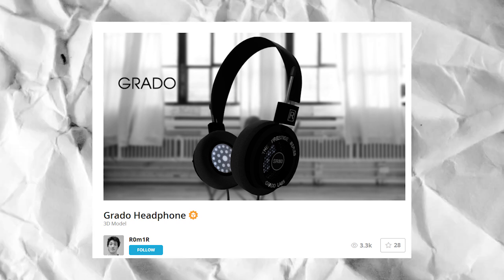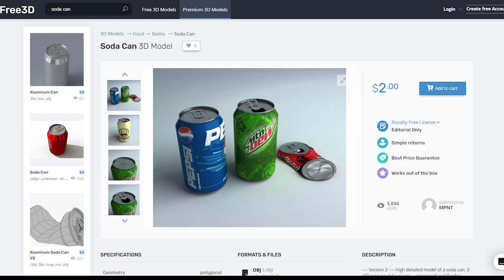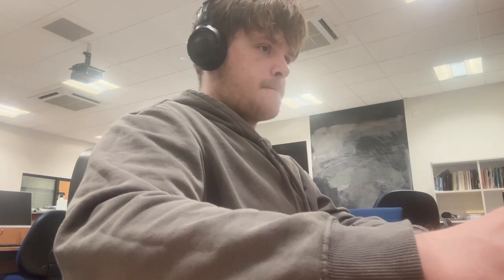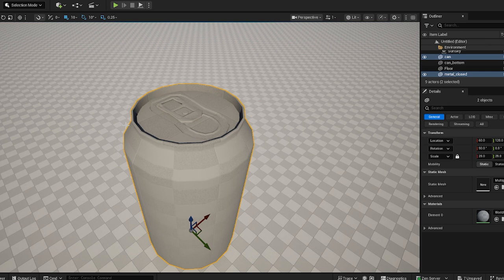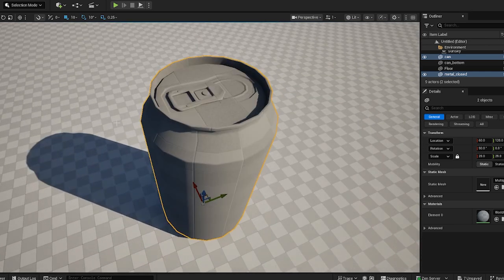I then started to look for an object that could refract or reflect light to test Unreal Engine's lighting capabilities. I settled on a drinks can, and after some searching I found this can pack on Free3D. I downloaded the pack and imported it into Unreal Engine, but something was wrong. The can looked jagged, it looked a bit low poly, which, considering that the purpose of this project is to replicate real life shoots, was a slight problem.